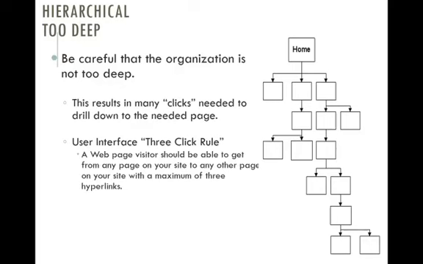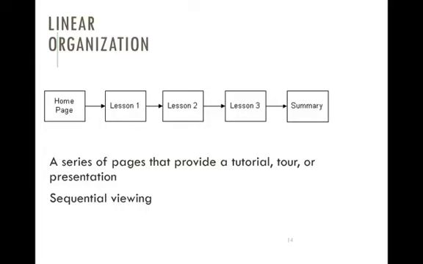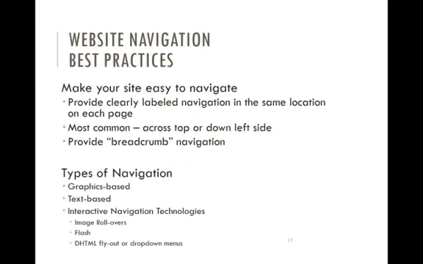So on user interface, we have what we call the 3-click rule, which means a web page visitor should be able to get from any page on your website to any other page on your site with a maximum of 3 clicks. Then we have linear organization, and this is a series of pages that provide a tutorial, a tour, or a presentation in a sequential order.